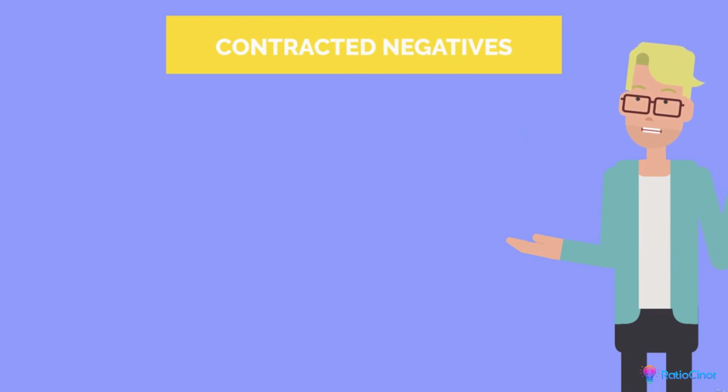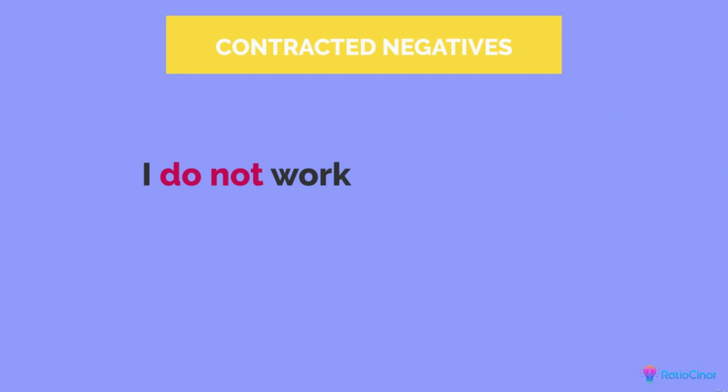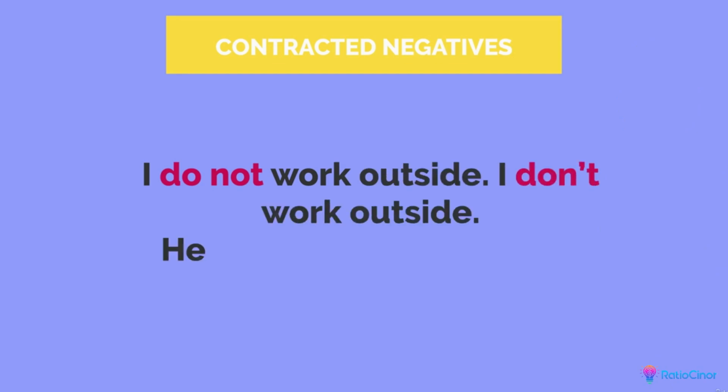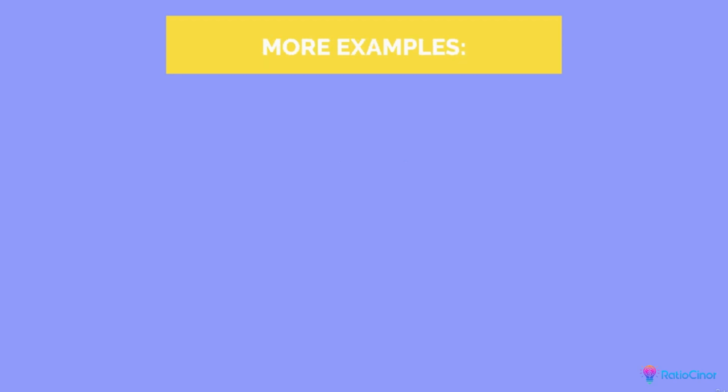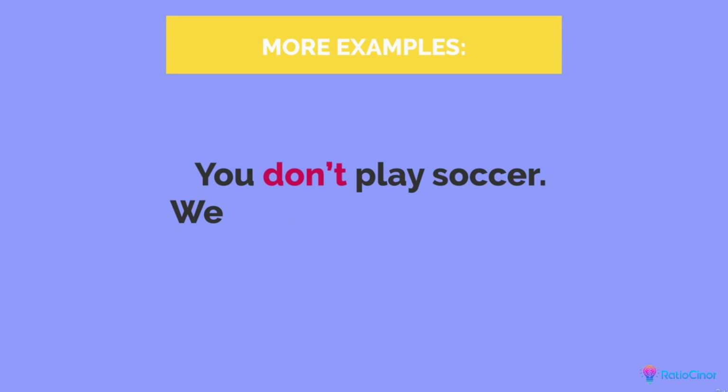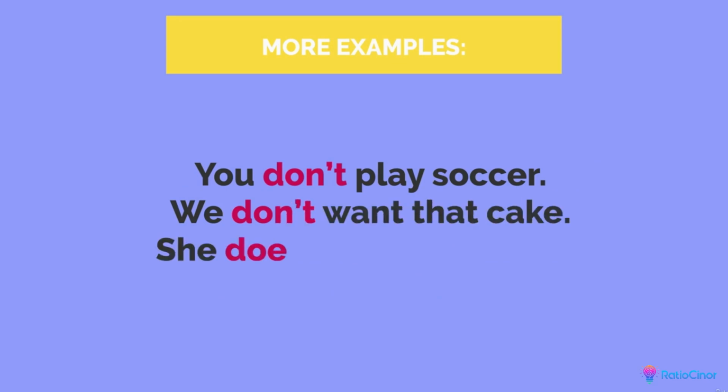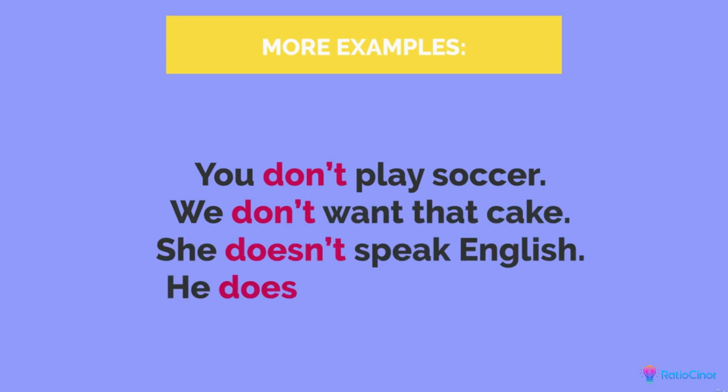Contracted negatives. In English, do not and does not are often contracted to don't and doesn't. I do not work outside. I don't work outside. He does not work outside. He doesn't work outside. More examples. You don't play soccer. We don't want that cake. She doesn't speak English. He doesn't live near here.